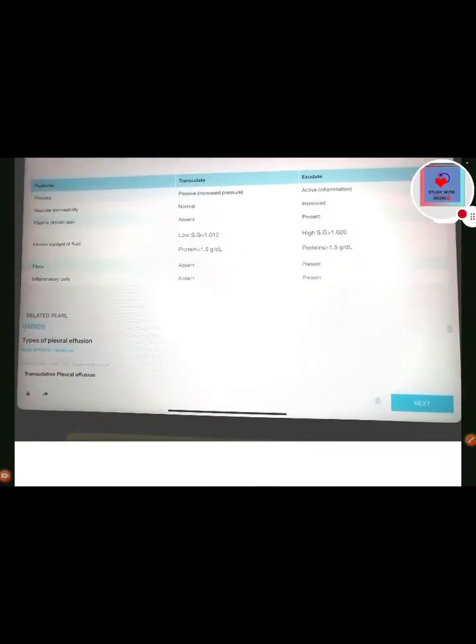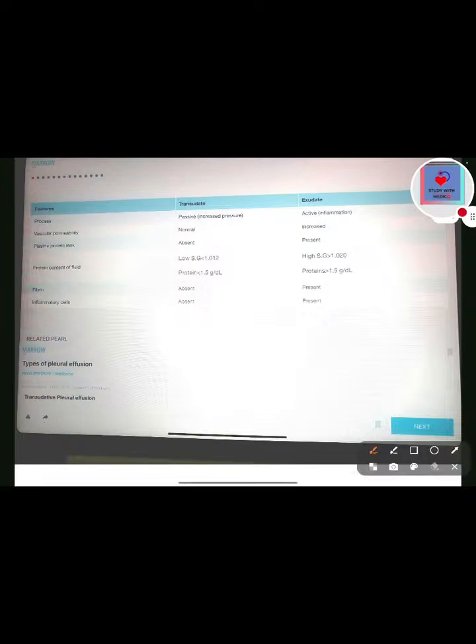It is essentially an ultrafiltrate of blood plasma that is produced as a result of osmotic and hydrostatic imbalance across the vessel wall without an increase in vascular permeability. So it's an ultrafiltrate produced due to osmotic and hydrostatic imbalance, not due to increased vascular permeability. Increased vascular permeability is exudate. So here you can see the difference. This difference is very much important.